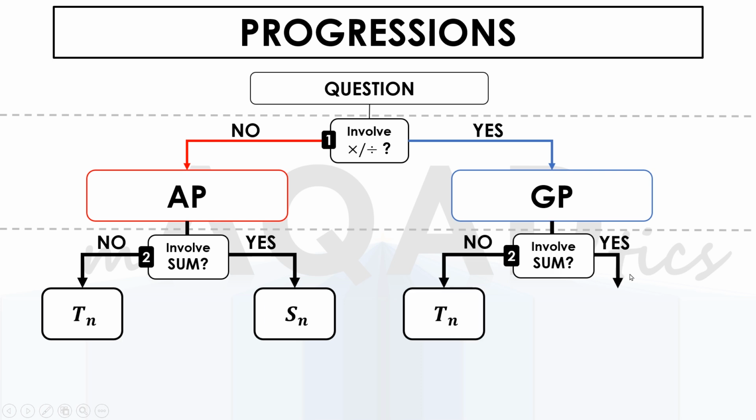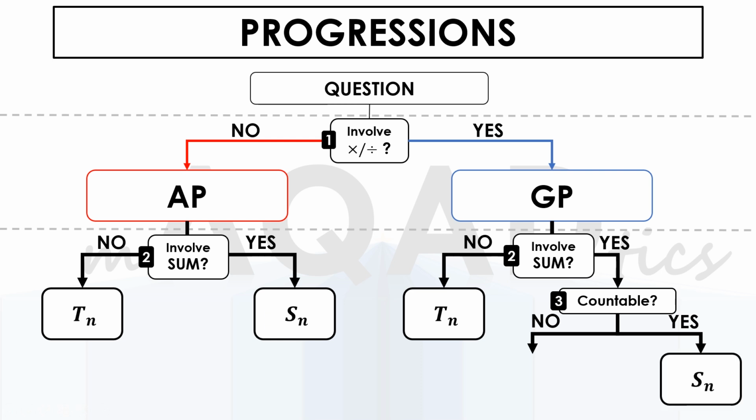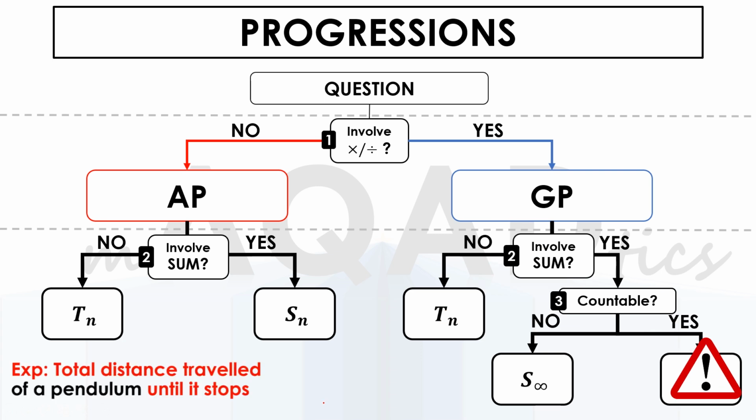If it is, we need to ask an extra question, which is: is the thing countable? If yes, we need to use Sn. If no, we use S infinity. So one of the uncountable quantities that I can think of is the total distance traveled by a pendulum until it stops, right?